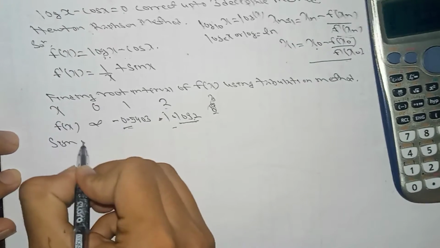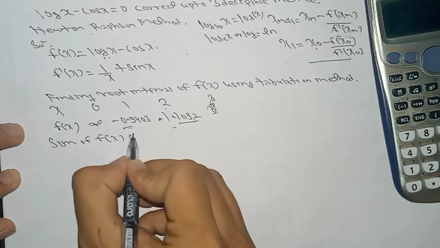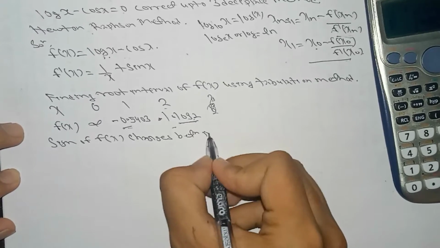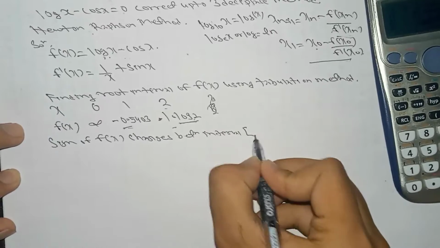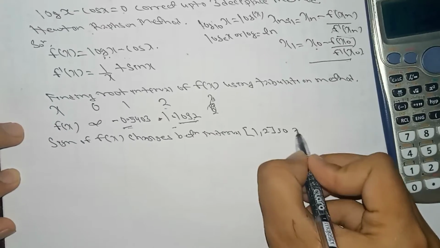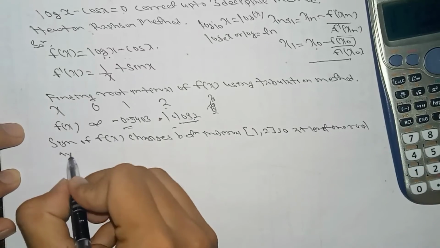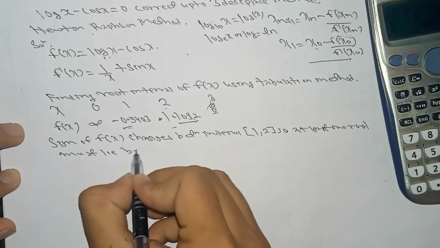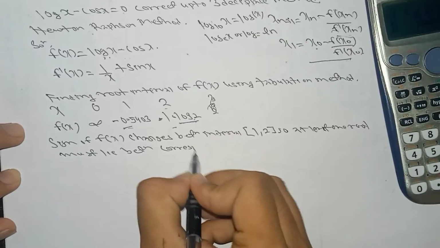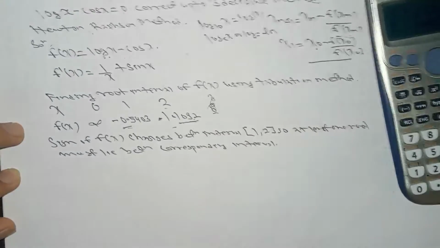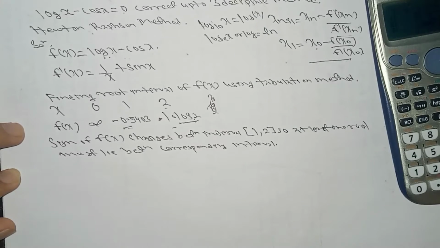So the sign of f of x changes between the interval 1, 2. So at least one root must lie between the corresponding interval.